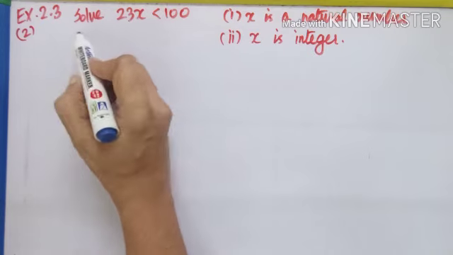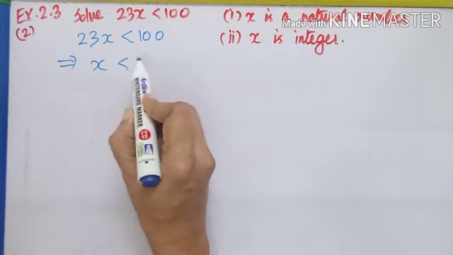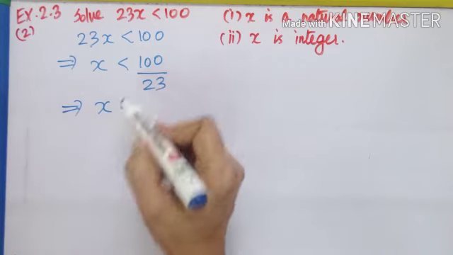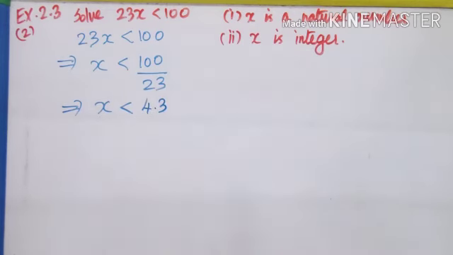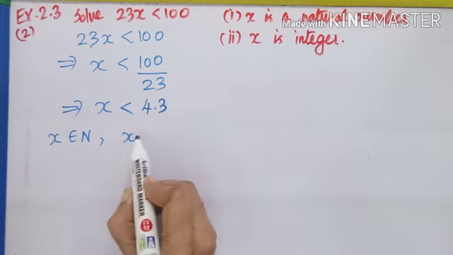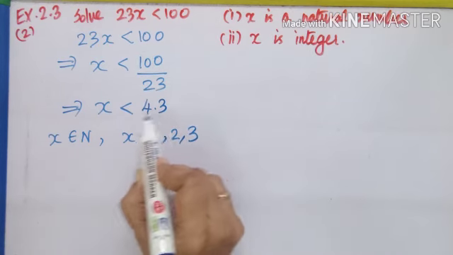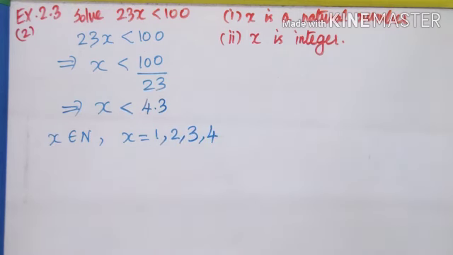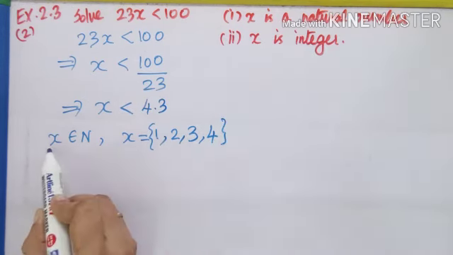So first let us solve this. 23x less than 100 implies x less than 100 divided by 23, and when you cancel we get almost 4.3 and so on. My question is, x is a natural number. So natural numbers start from 1, 2, 3. My question is below 4.3. Below means stop with 4 and that is the answer. We put set braces. So this is the answer when x is a natural number.